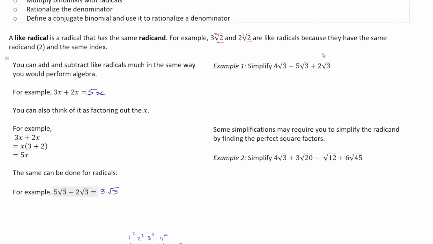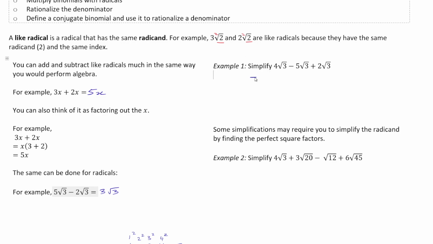Simplify these radicals. The first thing I'm going to do is check, are these like radicals? Well, the radicand in each of them is 3, and they all have an index of 2. So they have the same index and the same radicand. These are definitely like radicals.